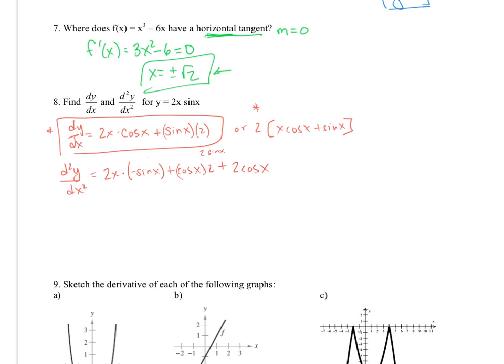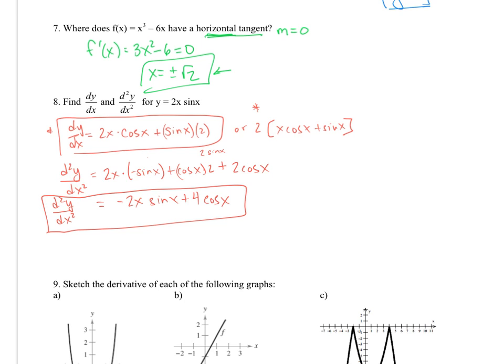And again, we can clean this up a little bit if we wanted to, and just say that this is negative 2x sine x. Now look, you've got 2 cosine x plus 2 more cosine x. You've got 4 cosine x's. So we could say that this is what our d squared y over dx squared is, so our second derivative comes out to be that.